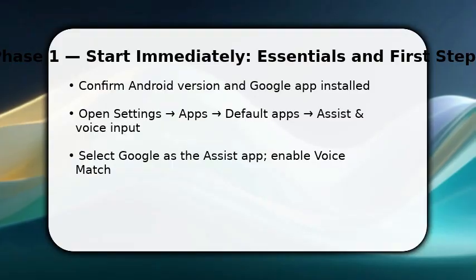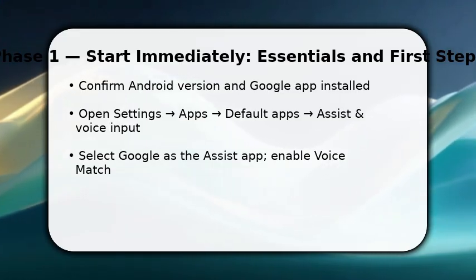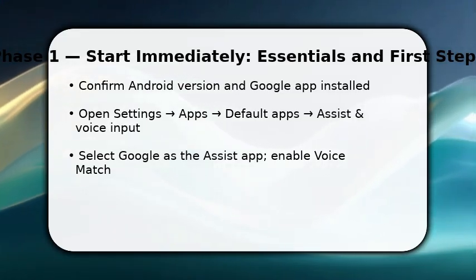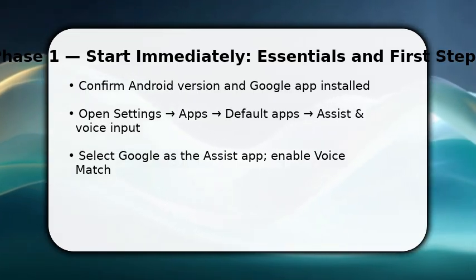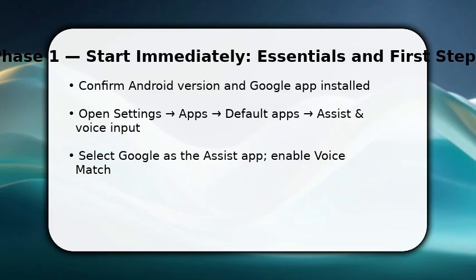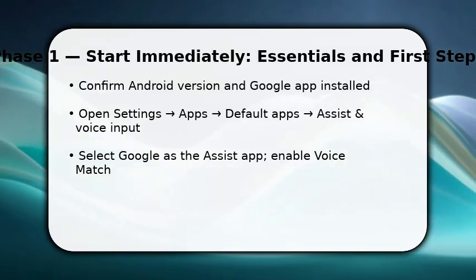Enjoy the video. You start by making Google the phone's assistant. This is the only way to run Google Assistant natively on Samsung devices. First, confirm you have the Google app and an up-to-date OS. Open Settings, go to Apps, then Default Apps, tap Assist and Voice Input and choose Google.